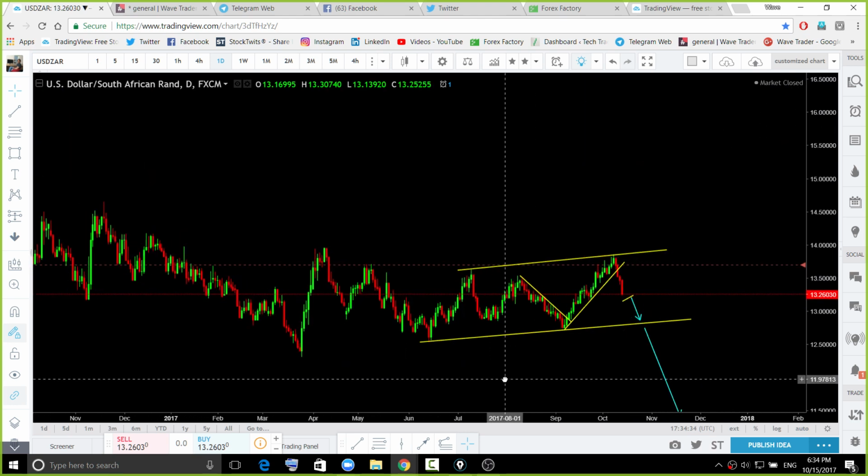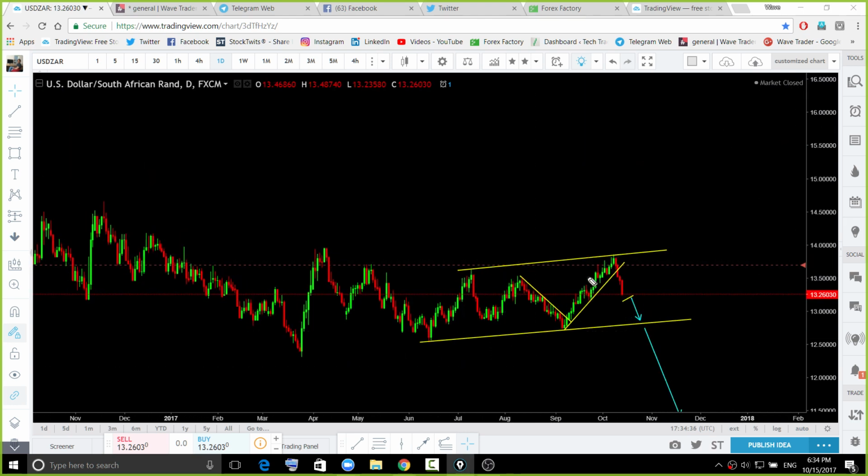I don't see this pair going to rise or go to the upside, because the bigger trend is longer term to the upside. So this is the area we're going to watch. I'm looking for further downside, so we're going to watch this area, this trend line and this bottom.